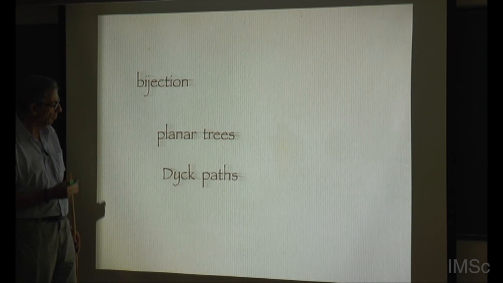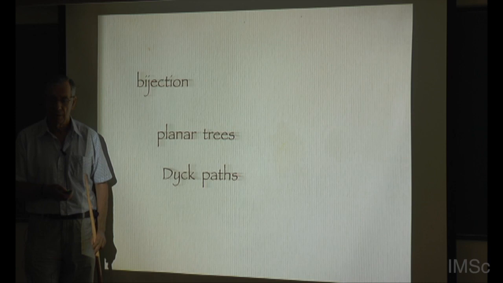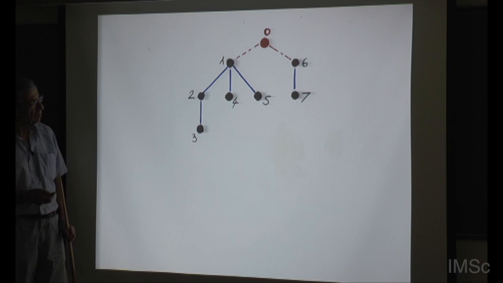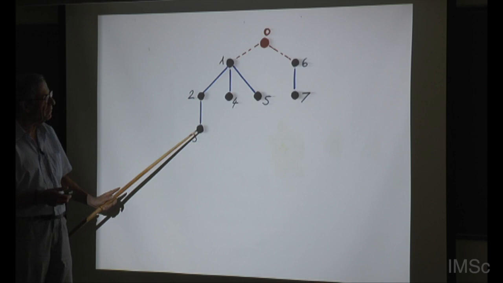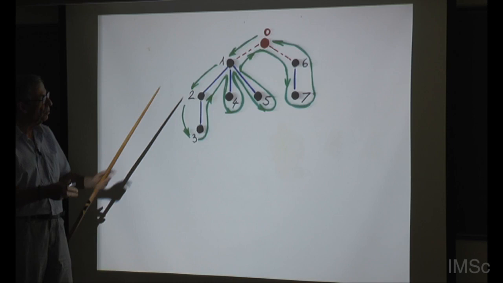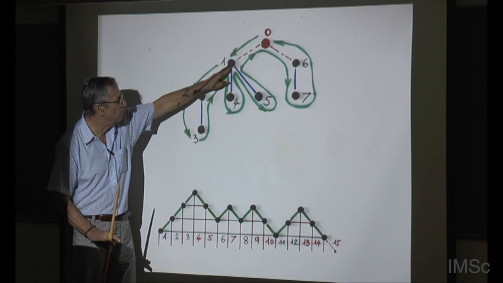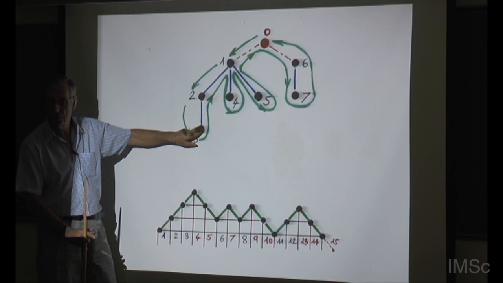Now the next bijection is between planar tree and Dyck path. So take a planar tree, and again you take the pre-order. You traverse this planar tree in the pre-order or the depth first search, or if you prefer, you follow your wall with a green path, and you get this Dyck path. So you go in pre-order. Each time the vertex has some son, you go up. Each time you go to a leaf, you go down.